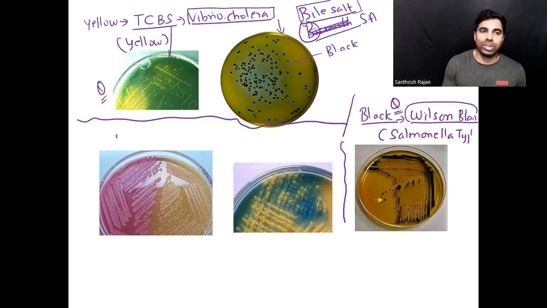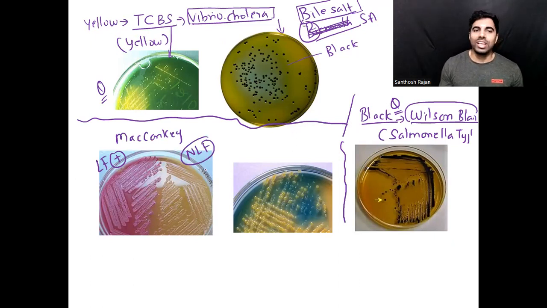And these two, this is MacConkey. I don't need to tell this one. MacConkey, what happens? If it's pink color, that is lactose fermenter positive, pink color, hana. If it is yellow color, that is NLF. NLF me lactose fermenters toh, you know, E. coli and Klebsiella. NLF me Shigella, Salmonella, and what else comes? Your Proteus and Yersinia. Common. Okay, they are NLF.